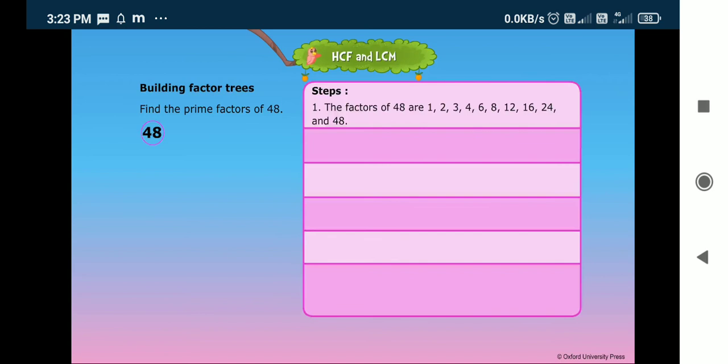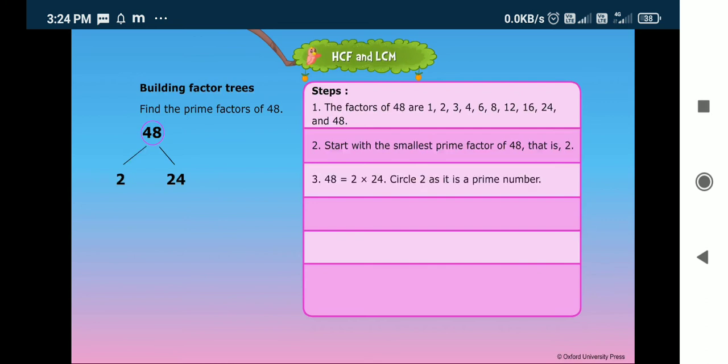Step 1. The factors of 48 are 1, 2, 3, 4, 6, 8, 12, 16, 24, and 48. Step 2. Start with the smallest prime factor of 48, that is 2. Step 3. 48 equals 2 into 24. Circle 2 as it is a prime number.